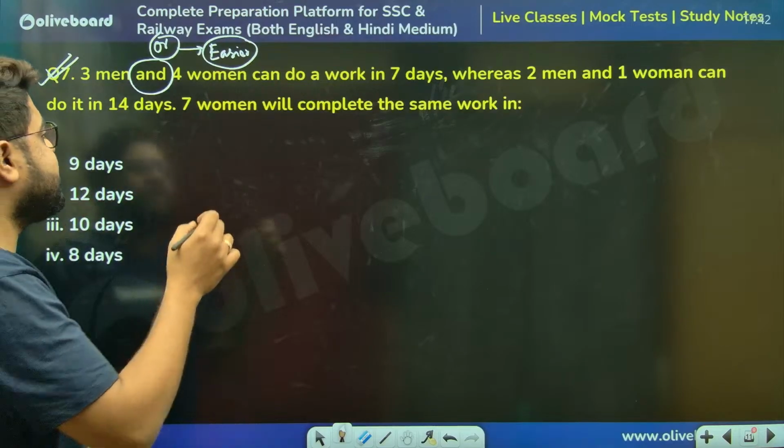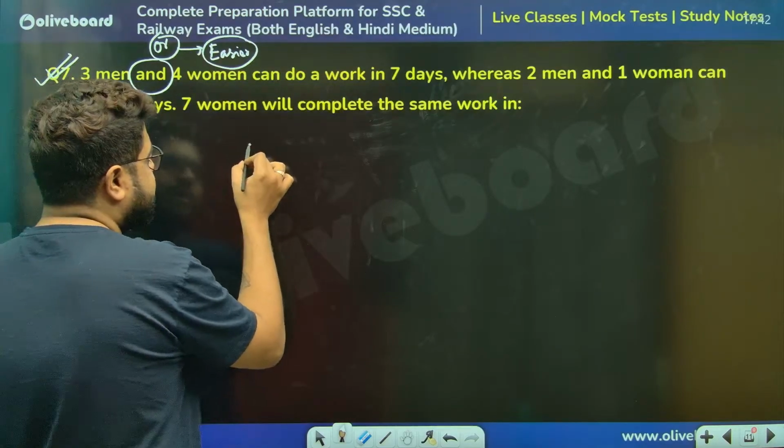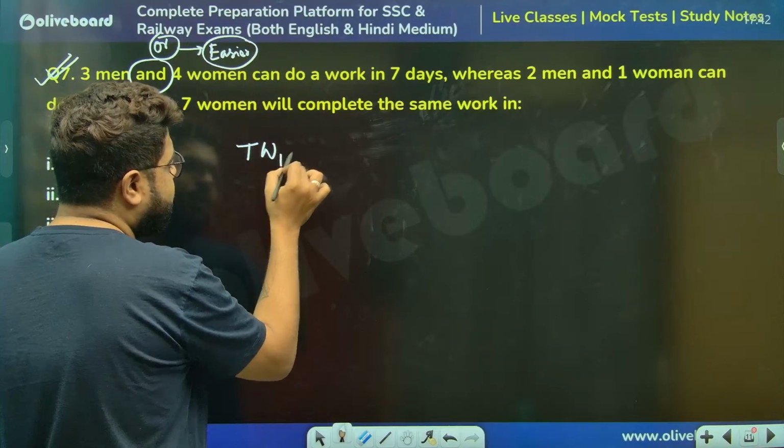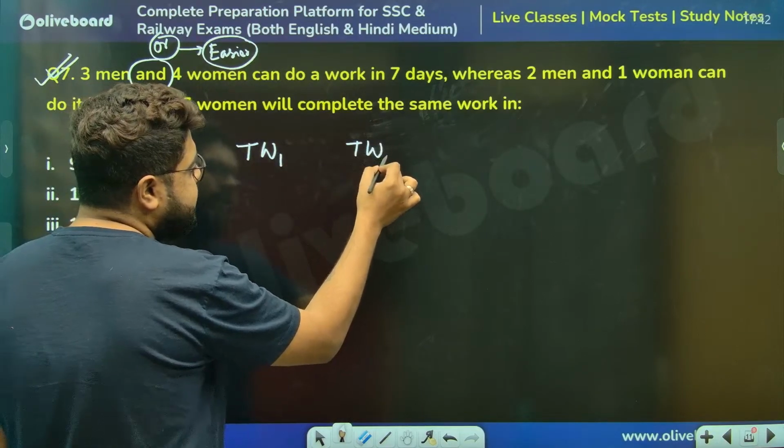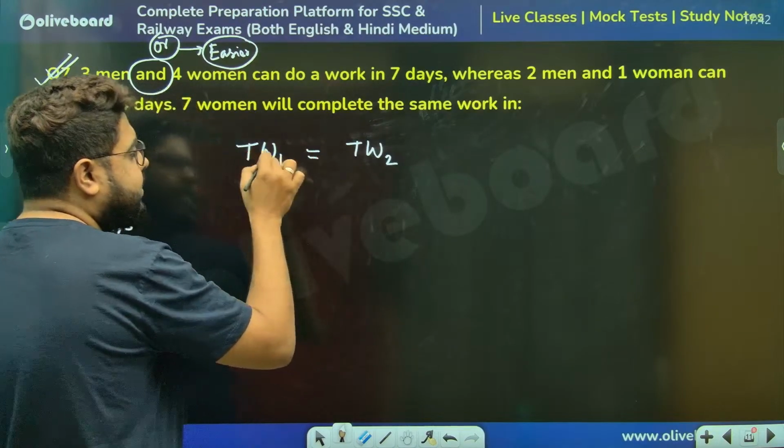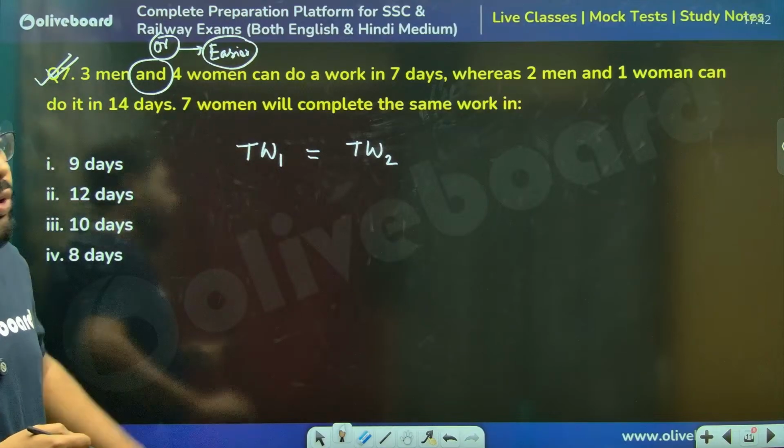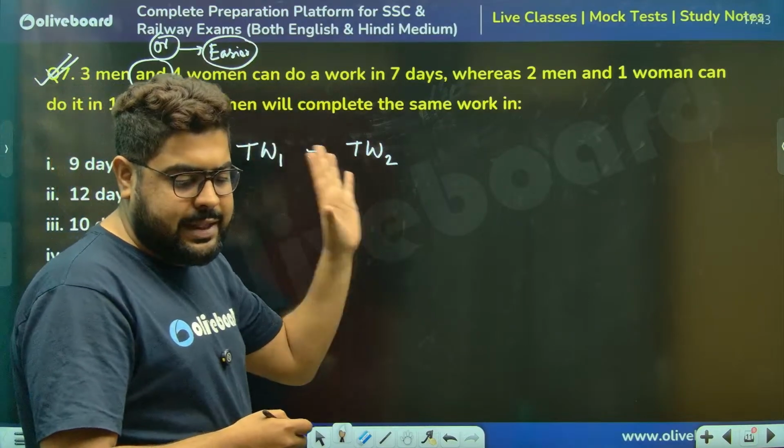Please understand, this is MDH type questions. Always remember, here you need to do total work is equal to total work. TW1 is equal to TW2. Total work must be constant, must be the same, sir.